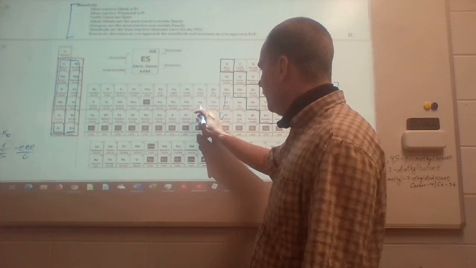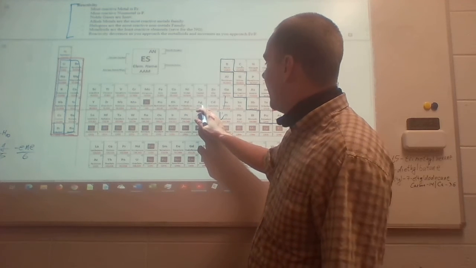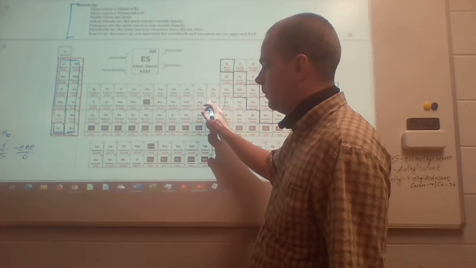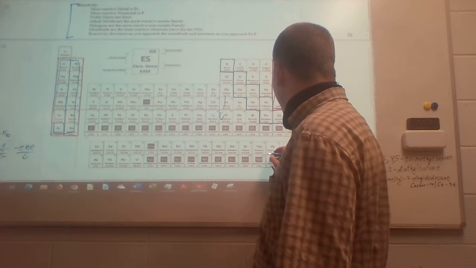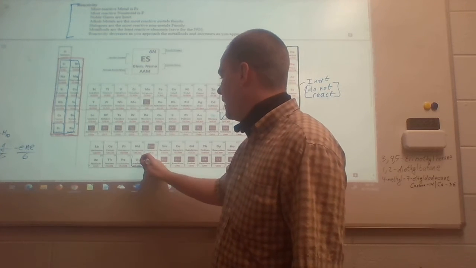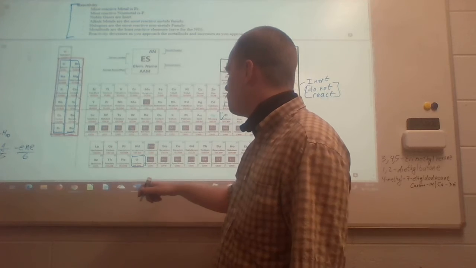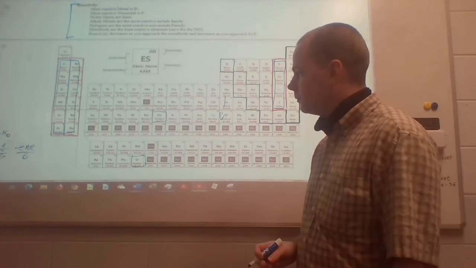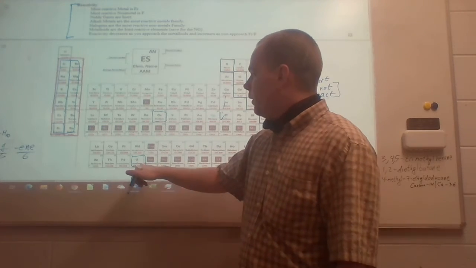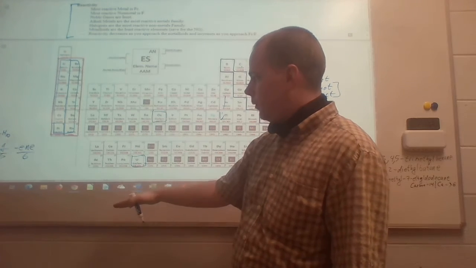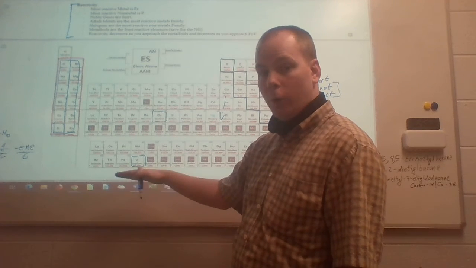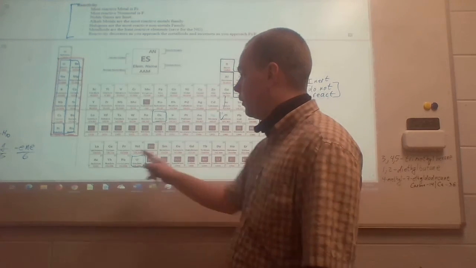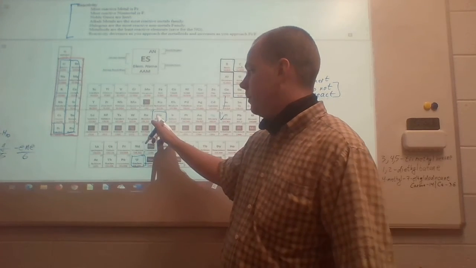So silver is more reactive than copper, and gold is more reactive than either of them. Now, what about uranium compared with osmium? Since uranium is farther down on the periodic table, it's going to be more reactive. Okay, it's also much closer to francium than osmium is.